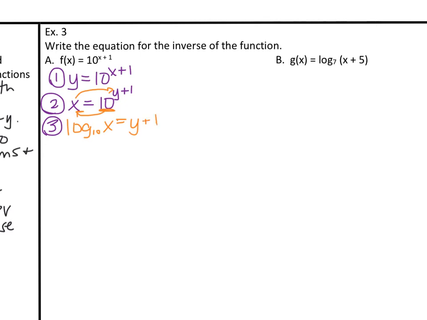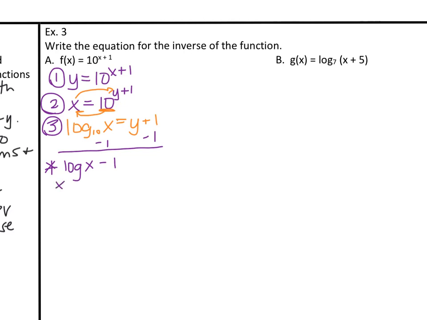Once you loop it, get y by itself. Well, now we're just going to subtract 1. Here's where we need to be careful. If we have log base 10, that just means log of x. And then we minus 1. Notice that minus 1 does not go in parentheses.